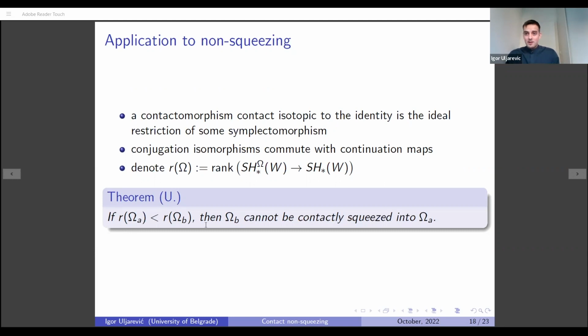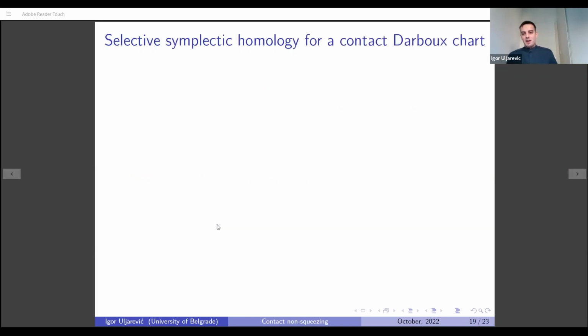So in order to get some interesting consequences, some interesting examples of non-squeezing, it is enough to find families of subsets that have small selective symplectic homology and the ones that have big rank. So on the next slide, I will show how one can prove that a sufficiently small Darboux chart has small selective symplectic homology.